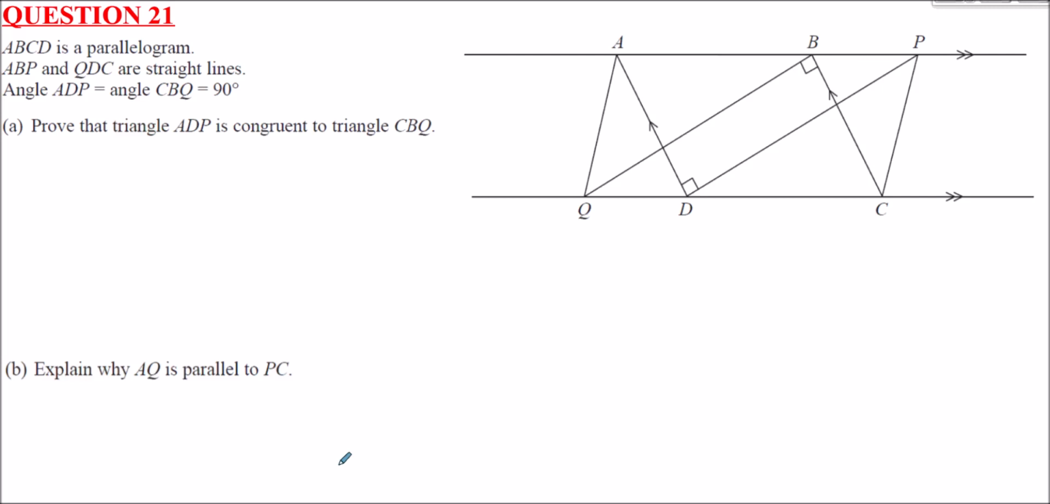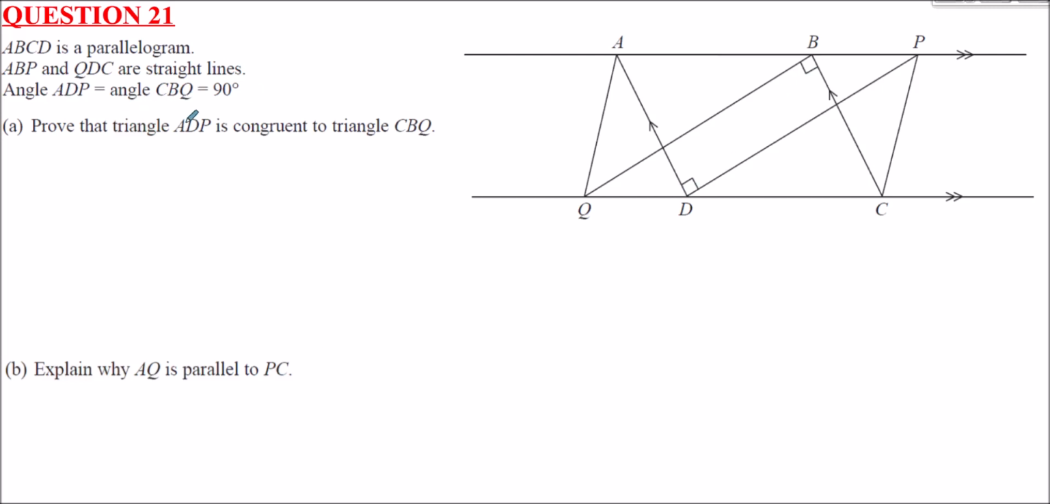This question I thought was evil. Okay, if you get any of this, then fair play to you. I thought this was really, really hard. We've got ABCD, which is a parallelogram. ABC and QDC are straight lines. Angle ADP is the same as angle CBQ, which is 90 degrees. So these have been labelled on.